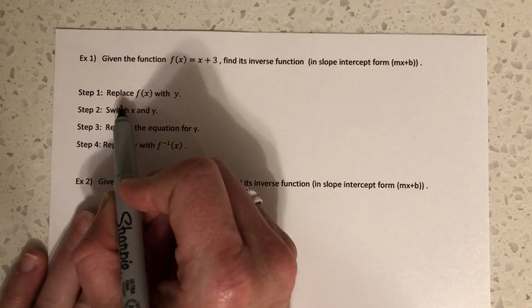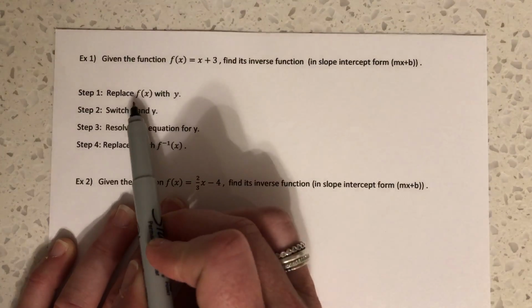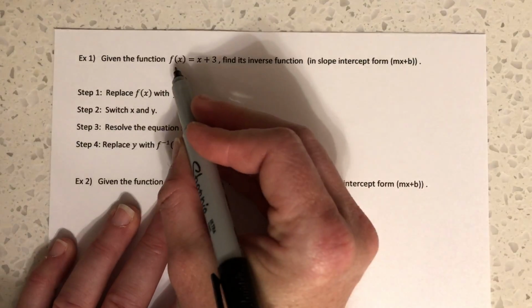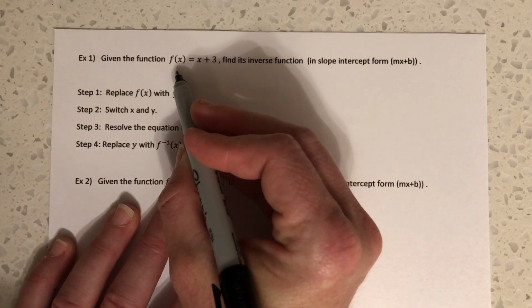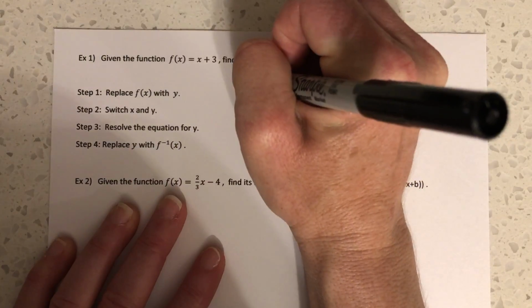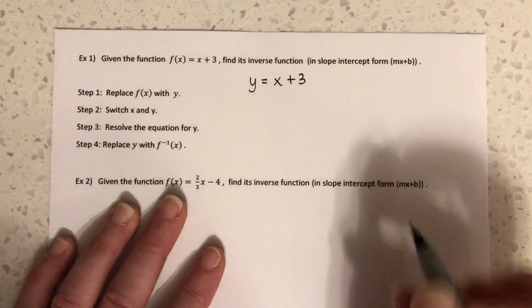All right, so step 1, take the original function, f of x equals x plus 3, replace f of x with y, right? Because we want to see an x and a y. And f of x literally represents the y anyway. So we're going to replace f of x with y. So we're going to rewrite this as y equals x plus 3, okay?